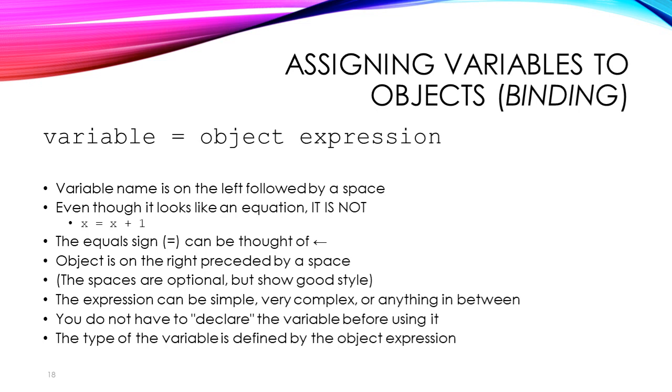Now, the one thing I want to point out is the equals is not an equals in the term of what you would see in a mathematical equation. The best way to think of it is that you are putting something into the variable. So maybe think of a left pointing arrow. The expression can be very simple, can be complex, or anything that you can imagine. Nice thing about Python is you do not have to declare the variable. Python will actually look at the object expression and change the type of variable to whatever that object is.